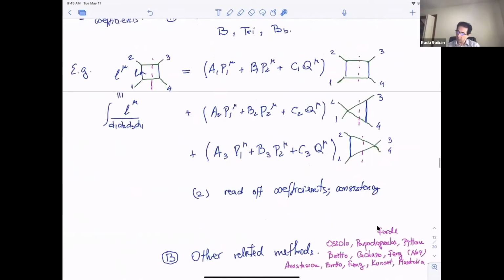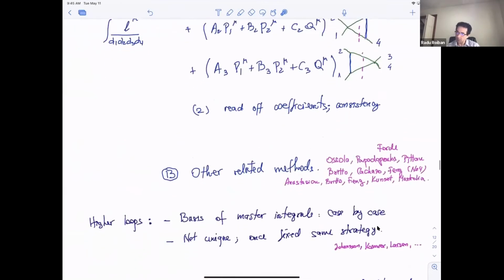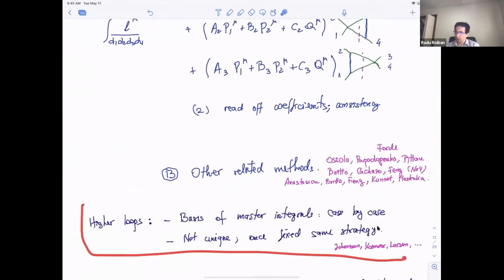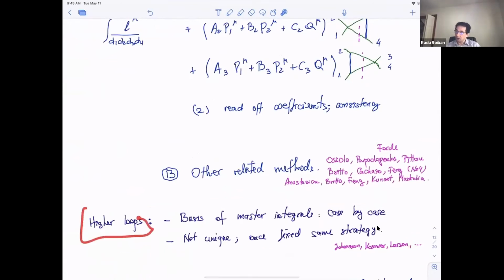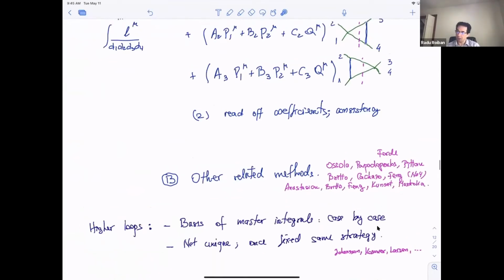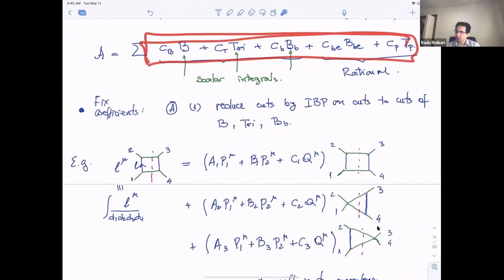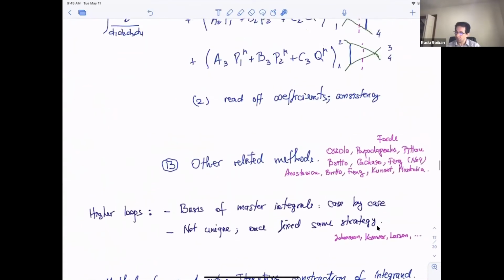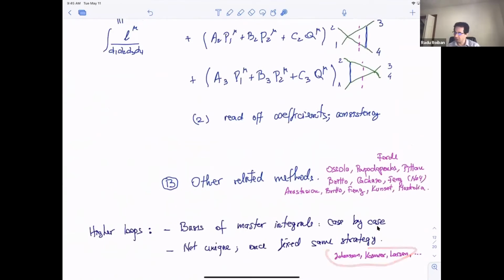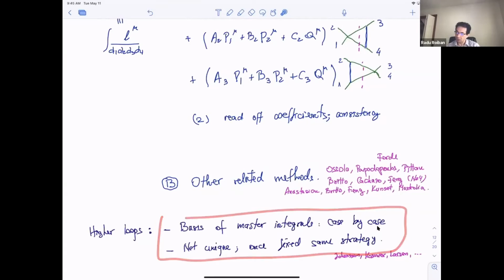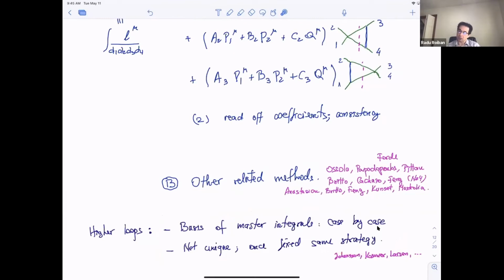So there are other methods that are related to this, but since I seem to be running out of time, let me not dwell on them. Again, this example was given at one loop. At higher loops, apart from having more complicated integrals, there is the little issue that we don't have a generic integral basis. However, on a case-by-case basis, this can be constructed, and there is work by Johansson, Kosower, Larsen, and others that aim at constructing a more generic and algorithmic way to construct an IBP basis. But again, on a case-by-case basis, one can always construct an integral basis and carry out this procedure.